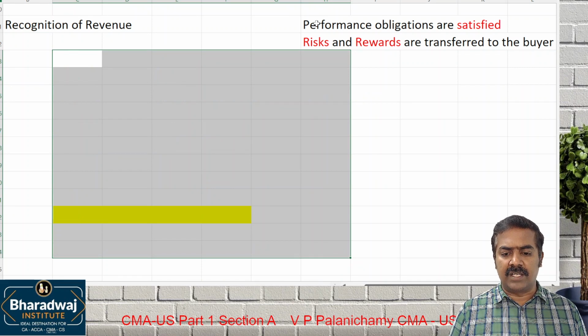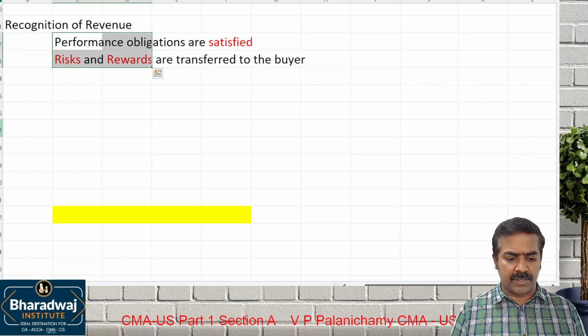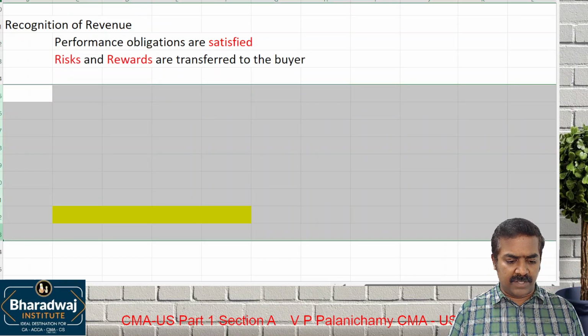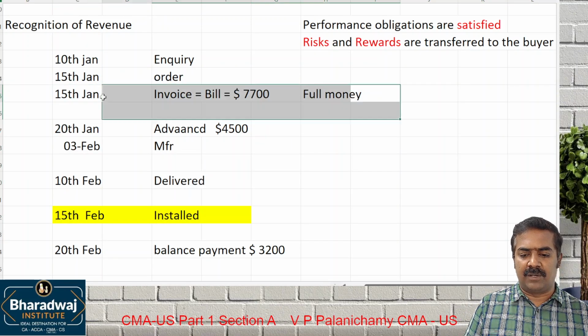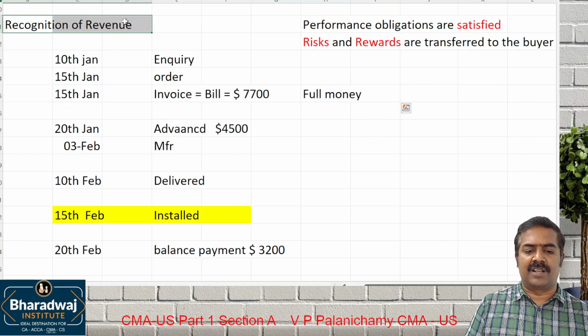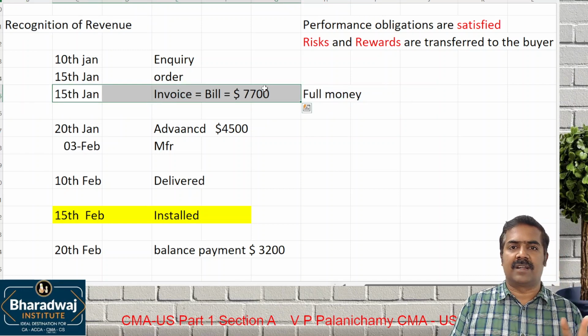Note this. Recognition of revenue. Please note this. This is the most important IMA question. Conceptual. The standard is that just raising the invoice alone, you cannot record income. If you raise the invoice, it's just paperwork. Don't pass a journal entry. That is a mistake.